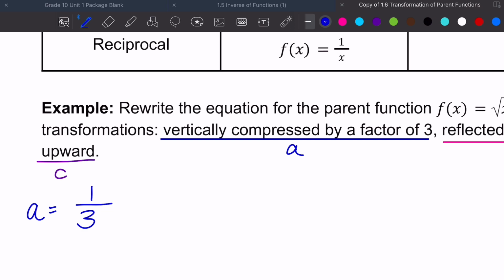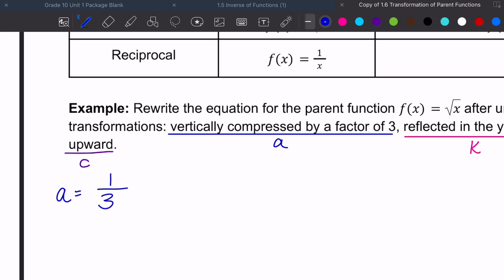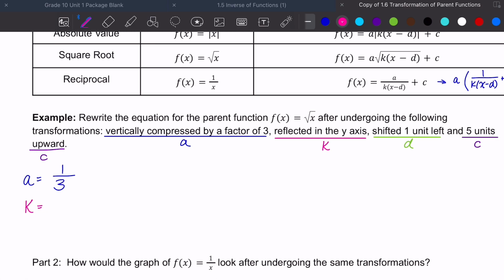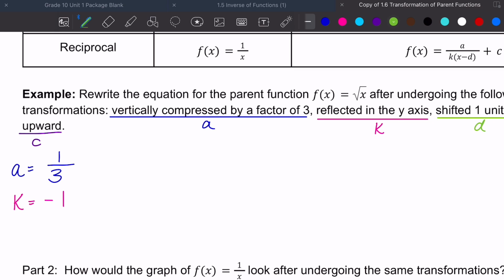Again, the compression is like the hint, nudge, nudge of like this is a fraction. We don't think whole numbers are compressions, right? So we have to change it. But it's positive. It doesn't tell me I'm reflecting, so that's done. K, it doesn't tell me a specific value that it's being stretched or compressed by. It only tells me it's being reflected. So what do you think K would be in this case? Yeah, -1. Thank you, Adam. Right? Just -1. And then D, we've got a shift left.